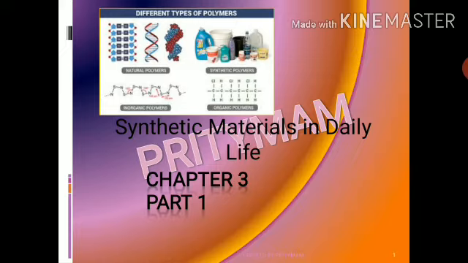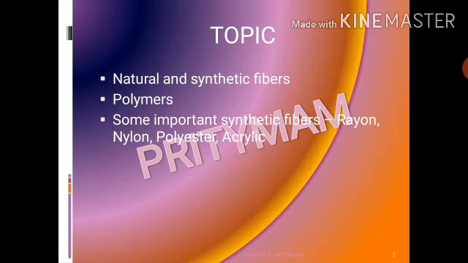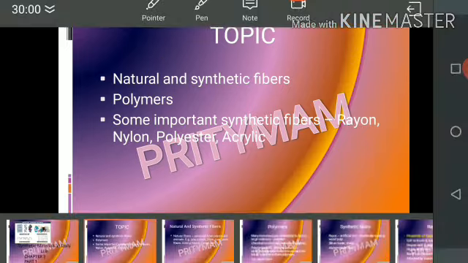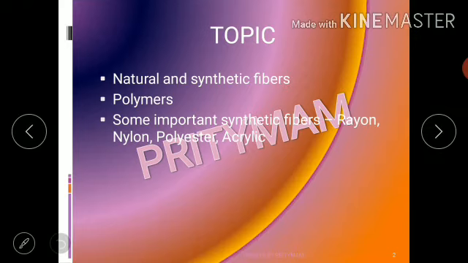Synthetic materials in everyday life. The topics that I am going to cover in this chapter are the natural and synthetic fibers, about the polymers, what is the meaning of polymers, and we are going to discuss some important polymers. Then I am going to start with the meaning of synthetic fibers, and some of the synthetic fibers also we are going to discuss.